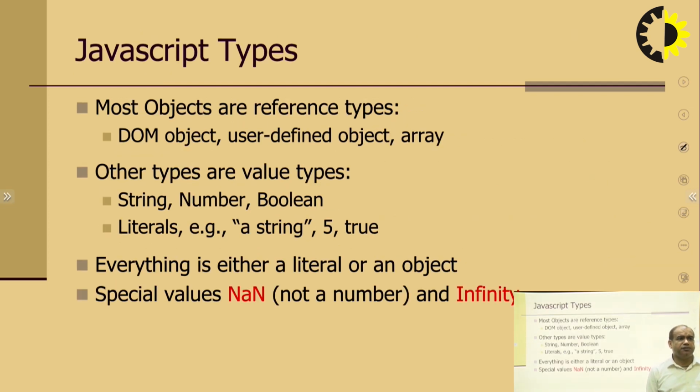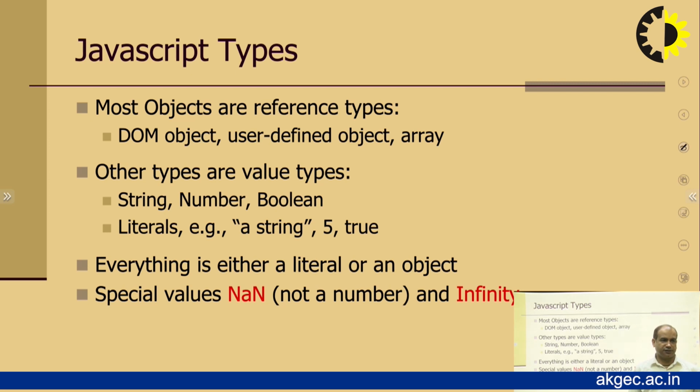So what are the JavaScript types? Most objects are of reference type, so DOM objects, user-defined objects and arrays. Other types we write this way in single quotes or double quotes, a numeric value as we have defined, 5, or a boolean value as true or false. So everything is either a literal or an object in JavaScript. Special values are also there, like NaN (not a number) and Infinity. Once we define 0 by 0, that is not a number, and if we divide a value by 0, that will be infinity.